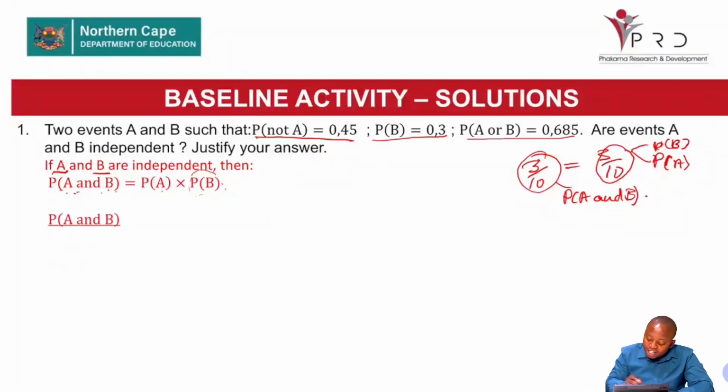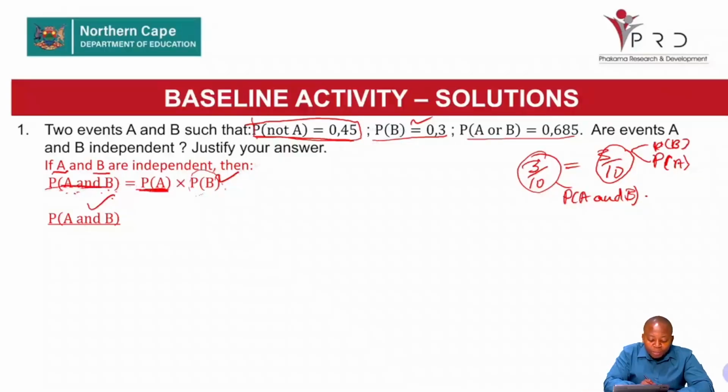Okay, let us check what we have in our data. We are told that the probability of event A occurring is 0.45. But remember, for us to know if events are independent, we must know the probability of A and B. So we start by finding the probability of A and B. We already have the probability of A, then we need the probability of B. We have that.